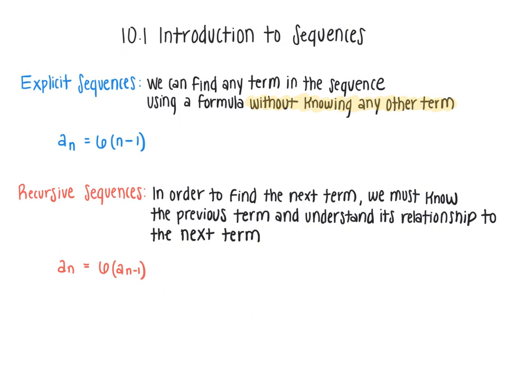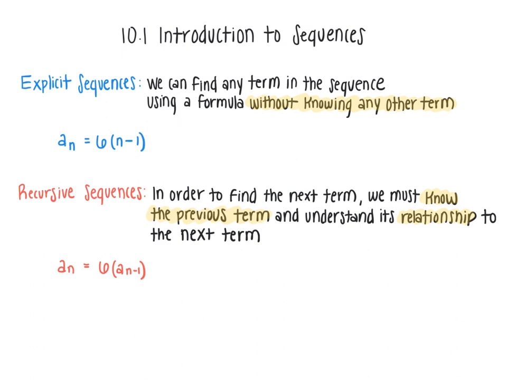Now, a recursive sequence, as the definition says, you can only find the next term if you know the previous term and if you understand the relationship between the previous term and the next term. Underneath each definition, I wrote an example of the sequence. So here's an example for explicit sequences, and here's an example for recursive sequences.